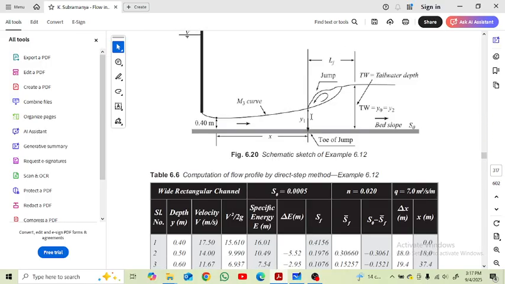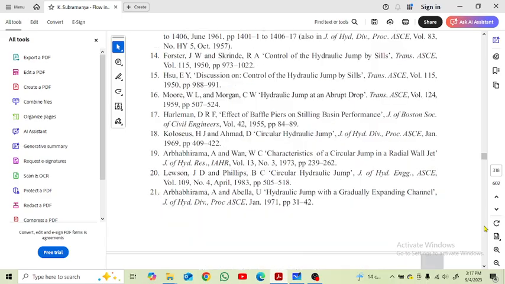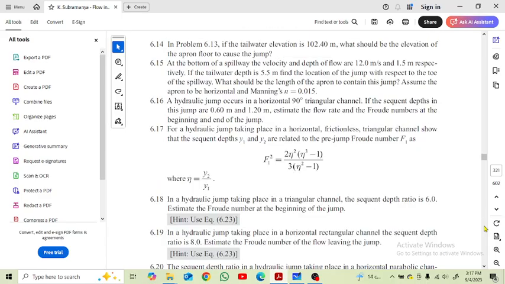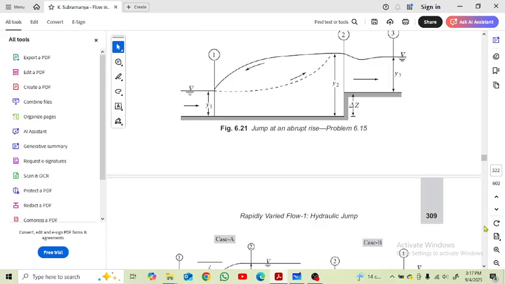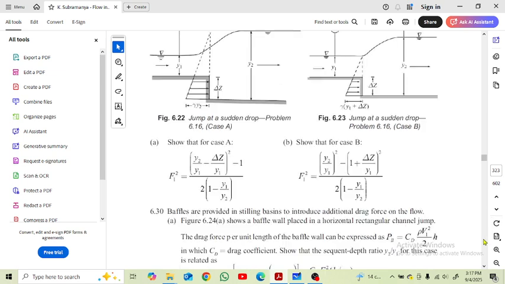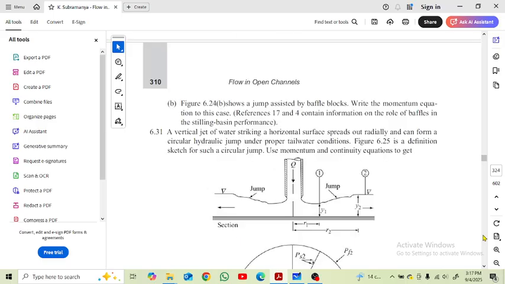This numerical is also an important one. You can go through this numerical also. This is also important. If there is a drop occurring here, the depth will increase. You can apply the energy equation between the transition here to get the required parameters.